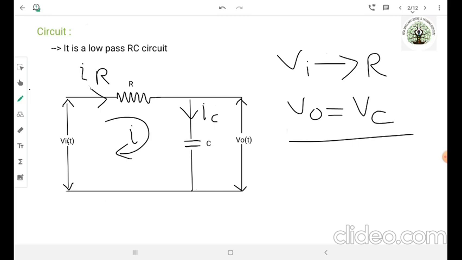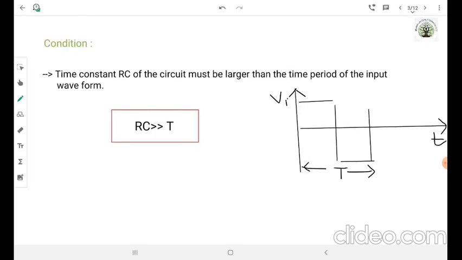Okay, that's about the circuit. Input is applied to this resistor and output is taken across this capacitor. So we can write V out equal to Vc. The same current flows through this resistor and capacitor. For a low pass RC circuit to work as an integrator, it must satisfy a certain condition. What is that? See here. The time constant RC should be very much greater than the time period of the input signal. Then only that particular RC circuit works as an integrator.